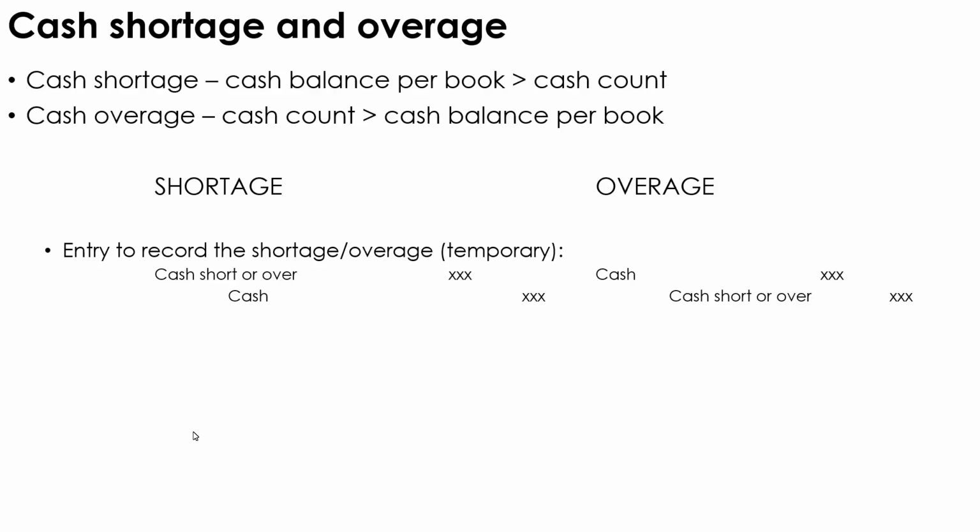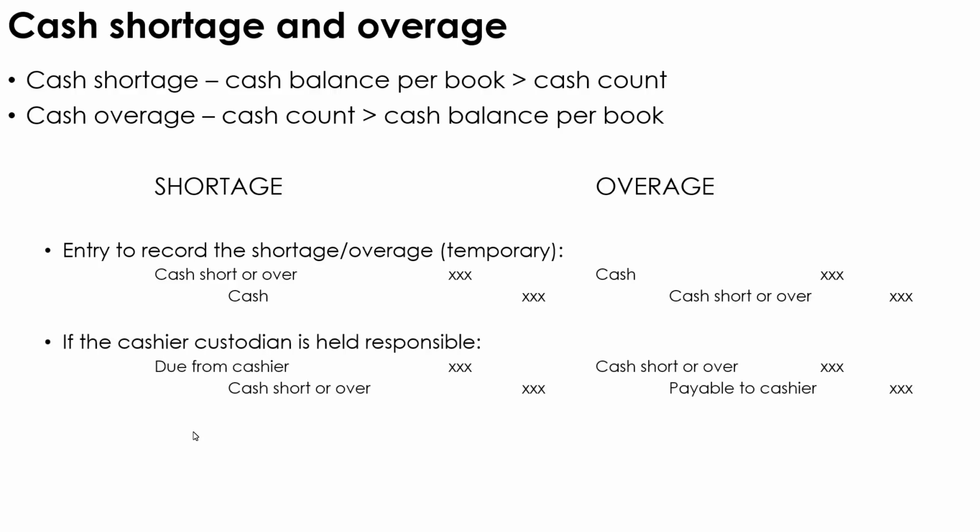How? After investigation. So, kapag, let's say, after investigation, natuklasan mo na kaya nagsobra or nagkulang yung pera ay kasalanan ng cashier, custodian. If it is kulang, magiging receivable niya yun kay cashier. So, magde-debit ka ng receivable, which is due from cashier, and next, credit mo yung cash short or over. So, mawawala na yung cash short or over. Napalitan siya ng due from cashier.